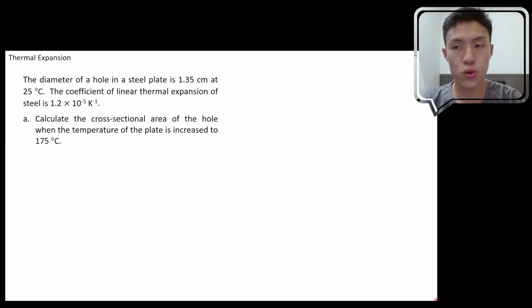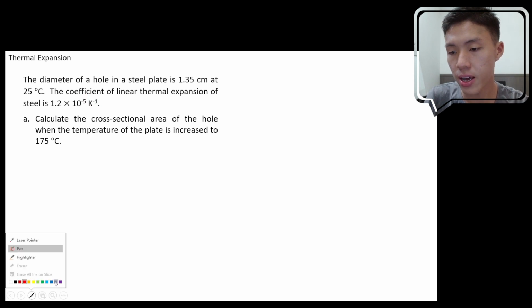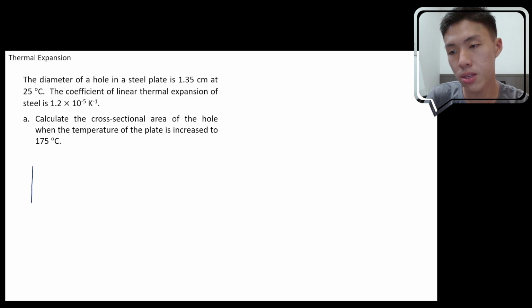Let's try to solve this question here. The diameter of a hole in a steel plate is 1.35 cm at 25 degrees Celsius, and they tell us the coefficient of linear thermal expansion of steel is 1.2 times 10 to the power negative 5 per Kelvin. Okay, so let's try to sketch out the situation. We probably have a plate, and this plate has a circular hole inside because they give you the diameter.